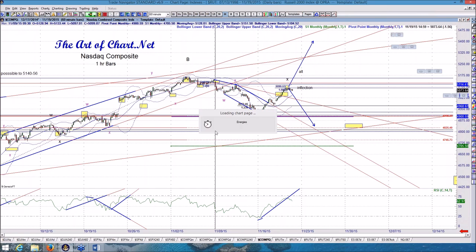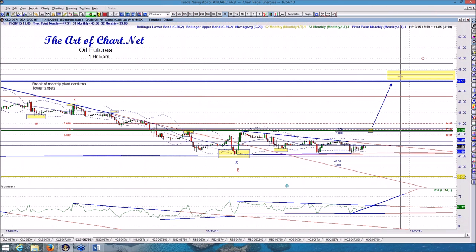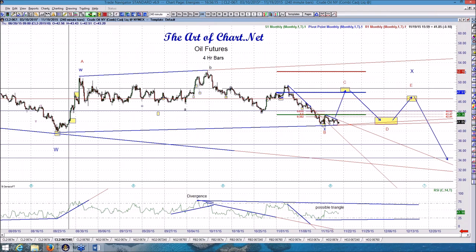Oil, we just saw oil a minute ago. You know what's going on in oil. We got a triangle. If we break the upper trend line, then our thesis of going up here for the C is on. Just so you see the big picture thesis, I think we're in a triangle.